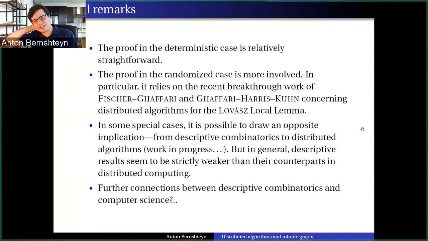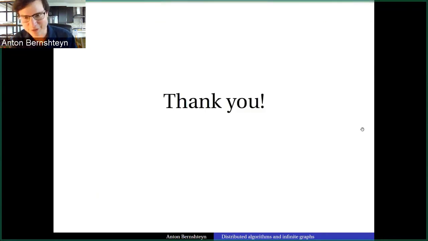That there has to be some kind of, maybe somewhat different, setup on the algorithmic side that would actually be equivalent to, say, having a measurable coloring. It seems that such a thing is possible at this point, but I don't know what it would be. And in general, exploring these further connections between descriptive combinatorics and infinite graphs on one side and computer science on the other sounds like a promising line of research to take. And that's all. Thank you.